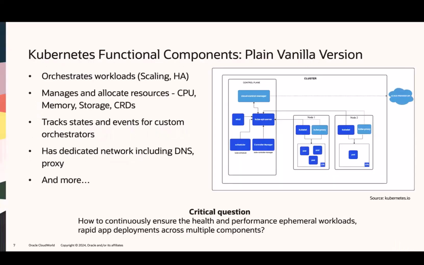When we look at the plain vanilla version of Kubernetes, it is able to orchestrate your workloads very quickly, providing scaling and high availability. It manages all the physical resources, virtual resources, or cloud resources like CPU, memory, storage, and custom resources also. It tracks the states of your custom orchestrators and has its own networking, including DNS and proxy. So the critical question here is how to continuously ensure the health and performance of these ephemeral workloads.